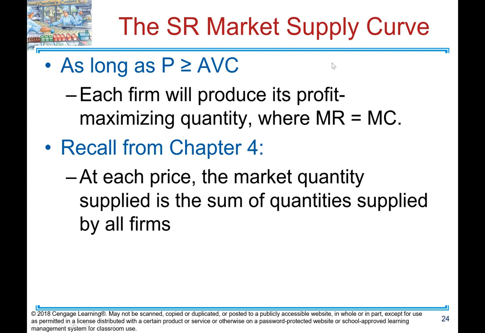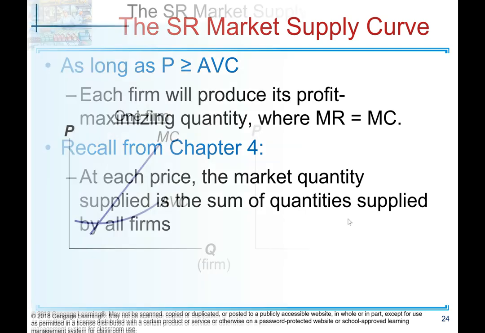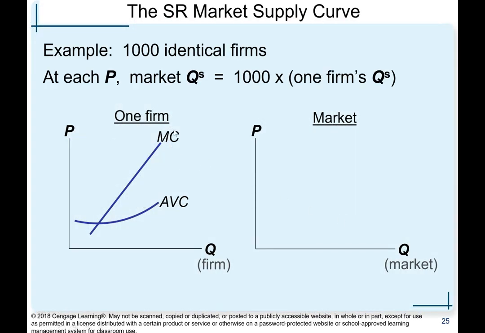Short-run market supply curve. As long as price is equal to or greater than average variable cost, each farm will produce its profit-maximizing quantity where marginal revenue equals marginal cost. Recall from chapter 4, at each price, the market quantity supplied is the sum of quantities supplied by all farms. Assuming there are 1,000 identical farms, at each price, market quantity supplied is equal to 1,000 times one farm's output. So this is one farm, this would be the market.